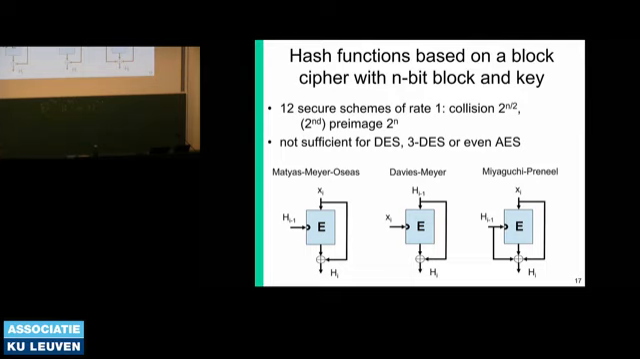It turns out you can also swap things. So this is Matyas-Meyer-Oseas. This is Davies-Meyer. This is a scheme I designed where you also feed forward the key, which is sometimes better as well. So this is a way you can turn a block cipher into a compression function, and a compression function can then be turned into a hash function.